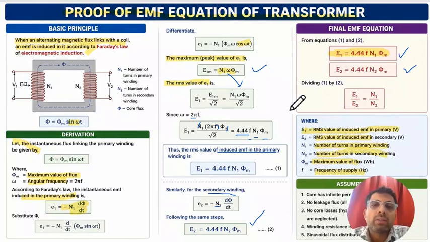This is how we get these two equations of the transformer, and such a proof can be asked in the examination for 4 or 6 marks.